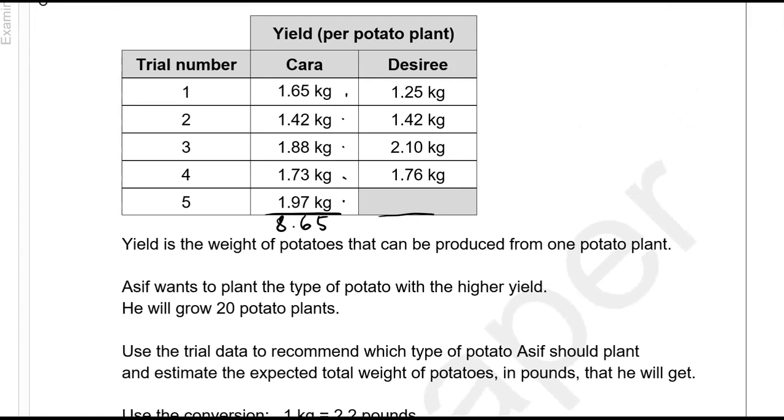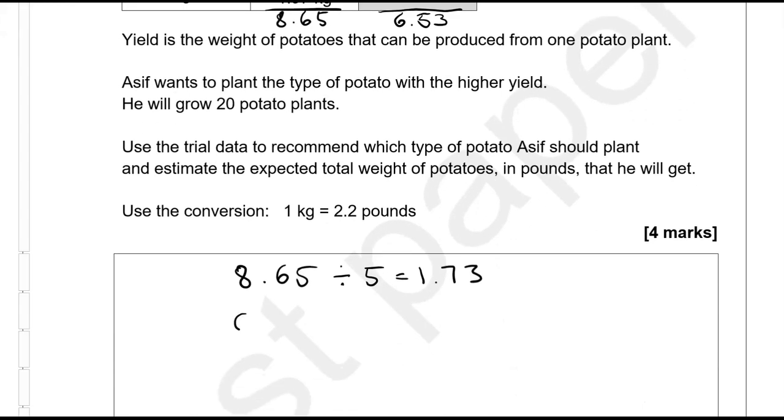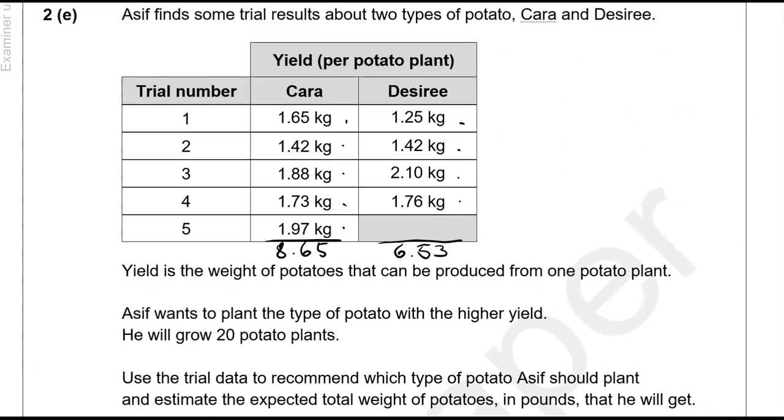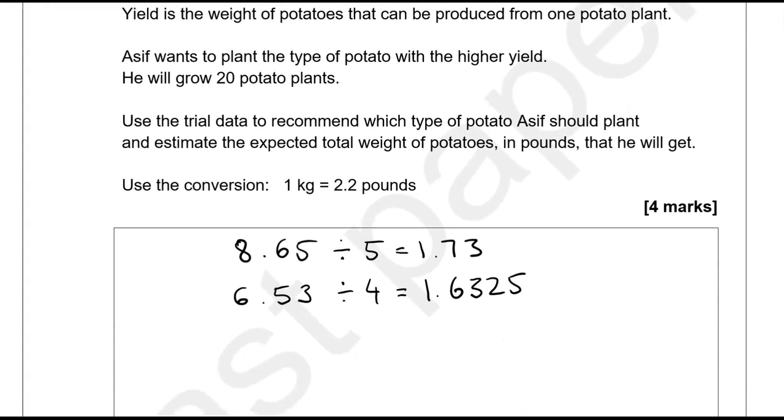So adding all together gives us 6.53, which we're going to divide by 1, 2, 3, 4, and it gives us 1.6325. So the one that we're going to pick is going to be Cara because of the higher mean.